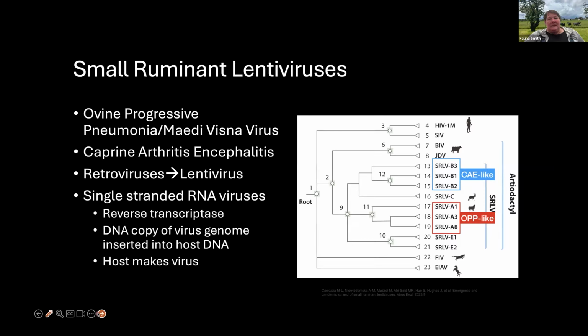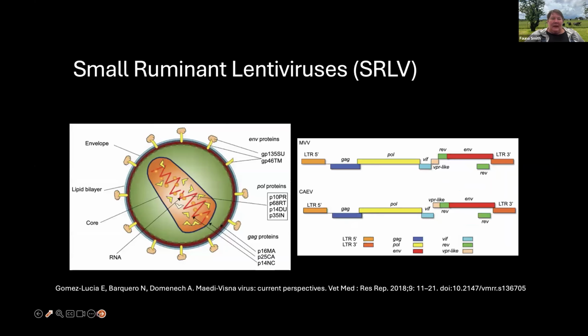Lentiviruses are retroviruses, and Retroviridae are characterized by being single-stranded RNA viruses. The really unique thing that they do is that they have reverse transcriptase, which is an enzyme that allows them to make a DNA copy of themselves, insert it into the host genome, and then co-opt the host's machinery in order to make the virus.